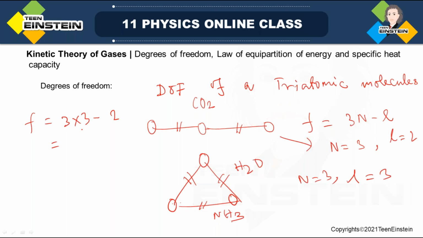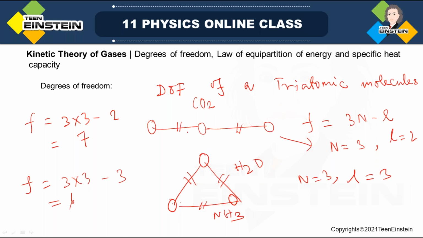So you have 3N minus 3, so 7 degrees of freedom. Okay, 7 degrees of freedom. And for this triatomic molecule, you have 3 into 3 minus 3, so you have 6 degrees of freedom.